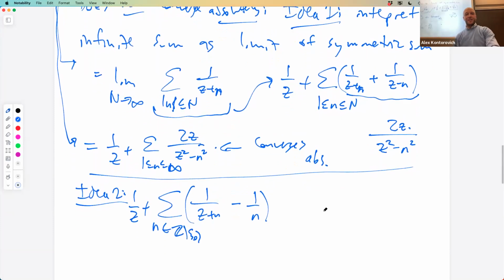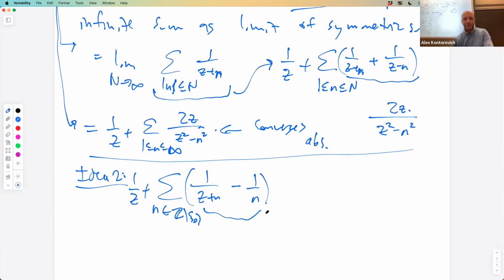What can we say about this expression? Let's get a common denominator, which is just n times z plus n. Again, that's quadratic in n. And what happens to the numerator? I get an n over here and a minus z plus n there. So the n's cancel, and I get just a minus z. So this is, again, quadratic. This is big O of 1 over n squared. The constant depends on z, but this is as n goes to infinity. So this thing makes complete sense.